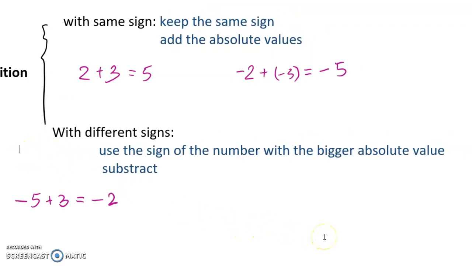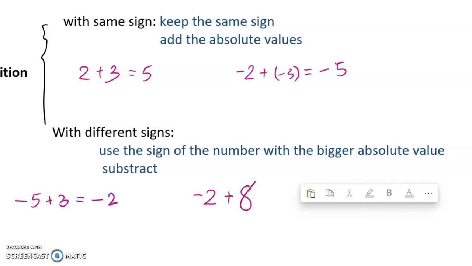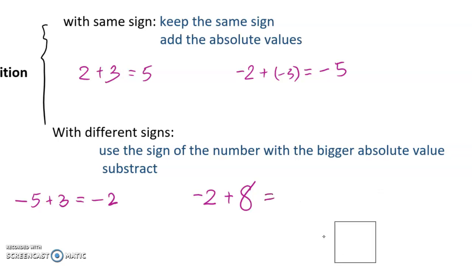Okay, another example. Say I have negative 2 plus 8, for example. Okay, here are 2 numbers. They're adding. They have different signs. Since they have different signs, we'll use the sign of the bigger absolute value. So between negative 2 and 8, we will have to use the positive sign because 8 has a bigger absolute value. So we know the answer is positive and we subtract. 8 minus 2 is 6.